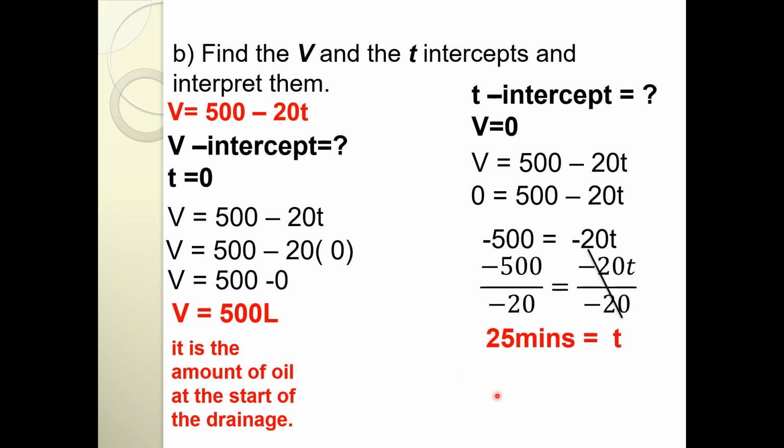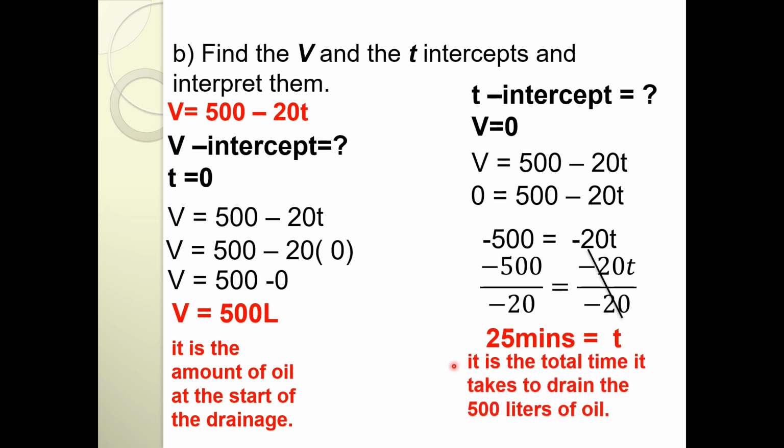Ano ang ibig sabihin nitong t equals 25 minutes? Ang ibig sabihin lang yan, it is the total time it takes to drain the 500 liters of oil. Para maging 0 yung V, o para ma-drain totally yung tank, 25 minutes ang kailangang gugulin para totally mawala ang laman ng tank. Yun po yung ibig sabihin ng 25 minutes na value ni T. So yan po yung solution sa letter B ng example number 1.